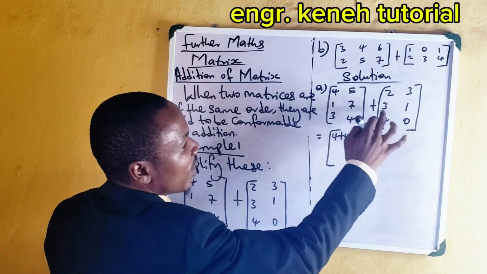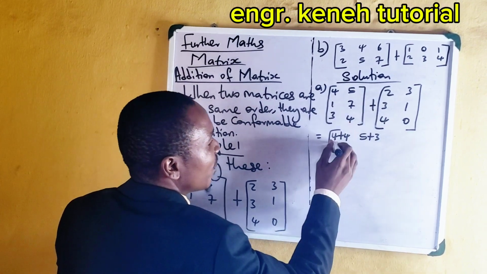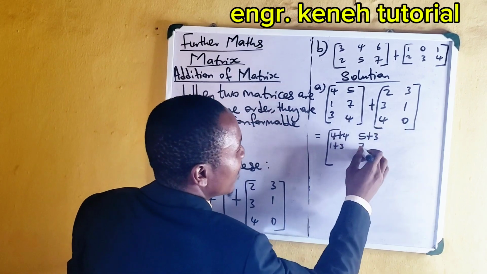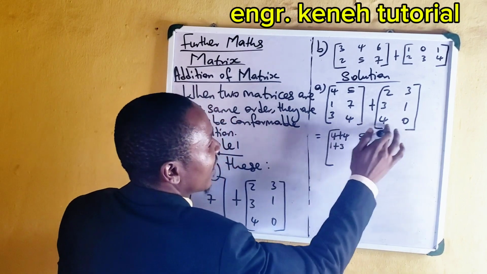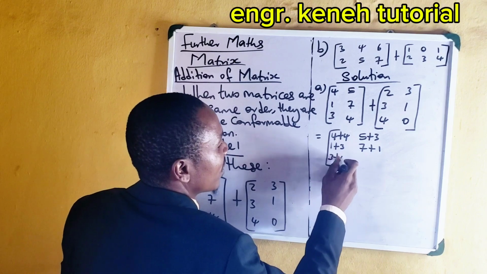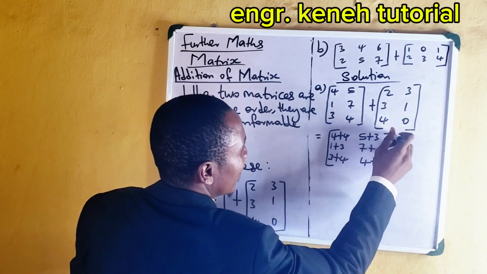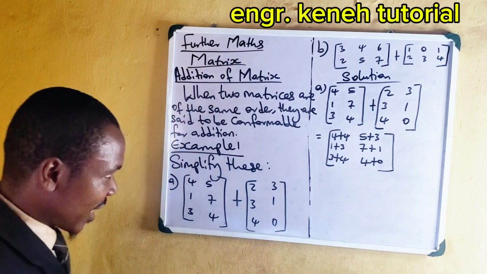You come here, you have 1, you have 3. Can you see it? You pick like this, you have 1 plus 3. For here you have 7 and 1, you have 7 plus 1. Here you have 3 and 4, you have 3 plus 4. Here you have 4 and 0, you have 4 and 0 like this. Can you see that? That is how this can be solved.